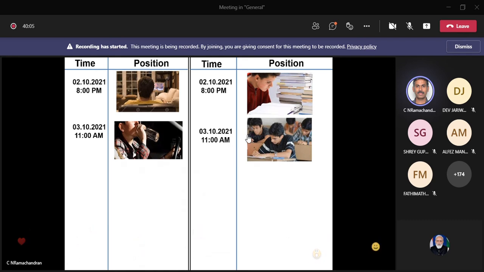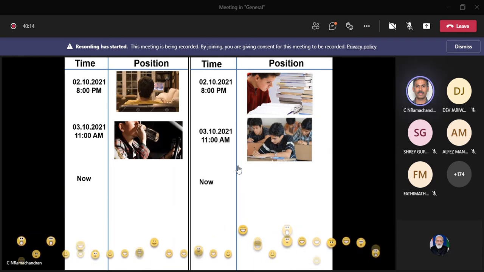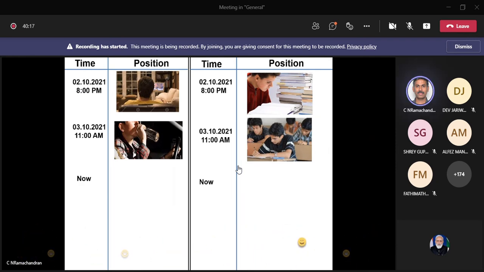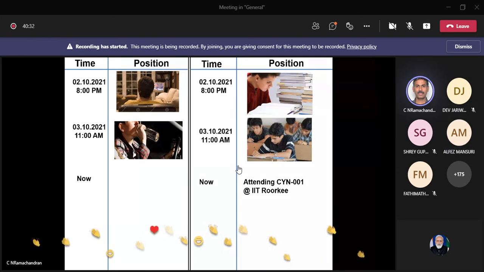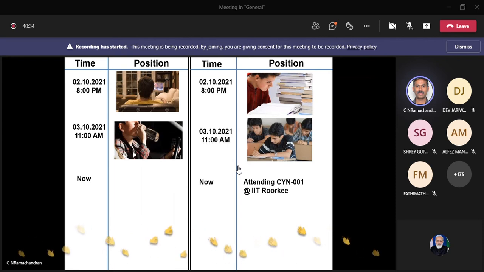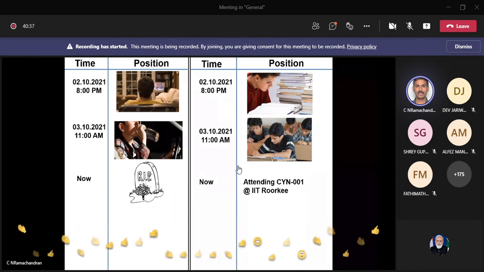Now you know the importance of the day. Many of you already told me, although I didn't listen, I'm sorry. And right now, again a new time. The position right now I cannot tell, but to some extent I will tell: attending CYN 001 at IIT Roorkee. Right? Now you see, with that position I am predicting the other side.